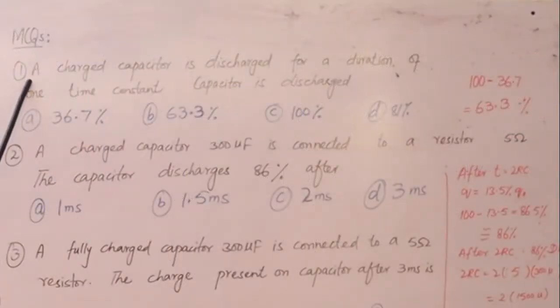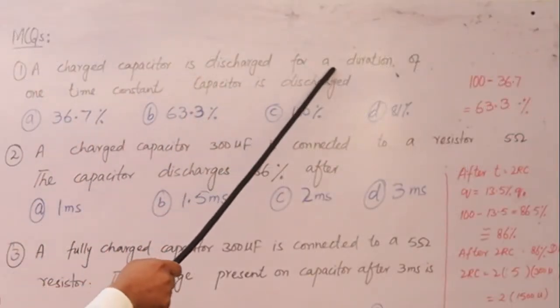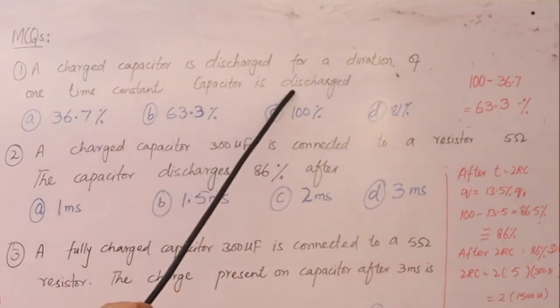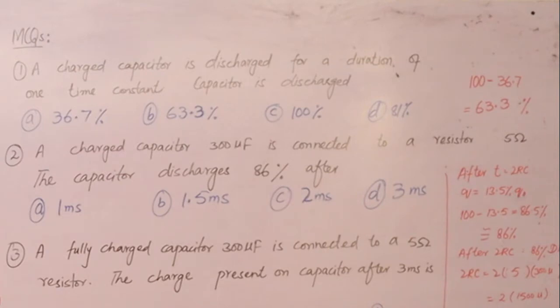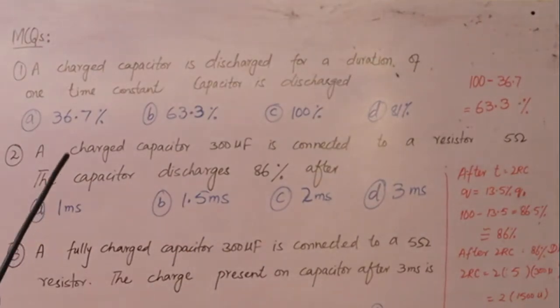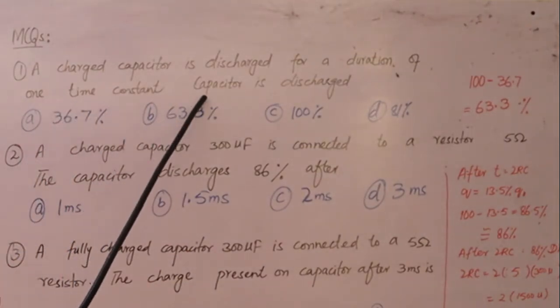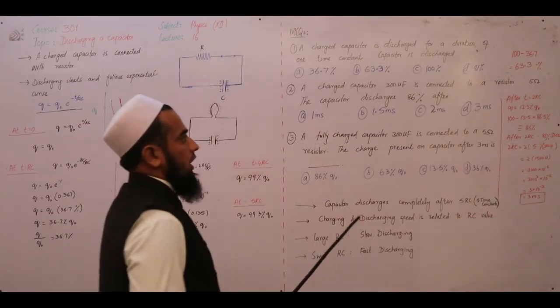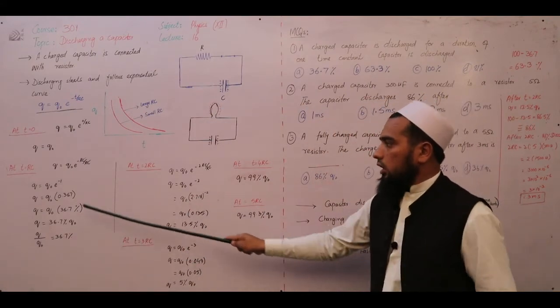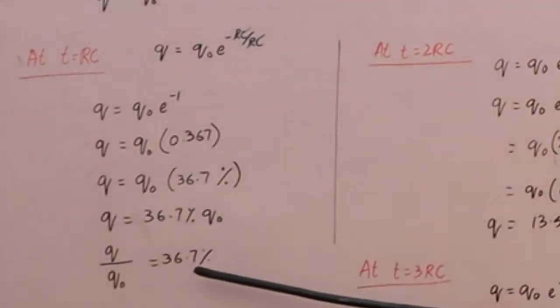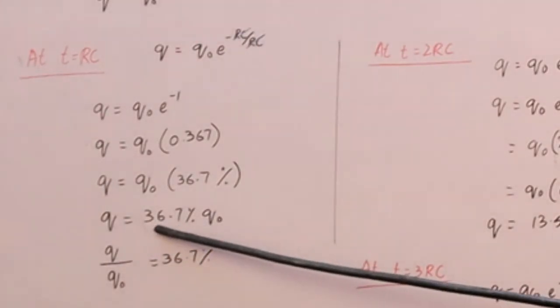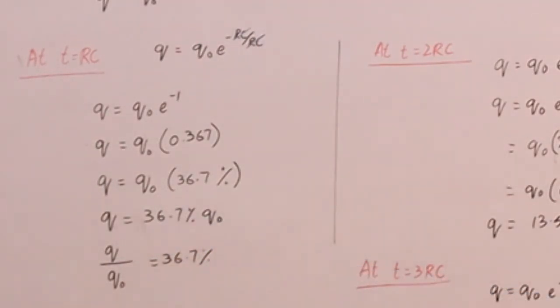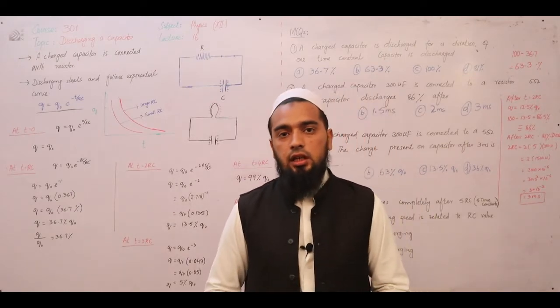Coming towards these questions, a charged capacitor is discharged for a duration of 1 time constant. You have left a capacitor for 1 time constant, and the capacitor is discharging. You are asked this question, that the capacitor is discharged how many percent? So we have already seen it over here, that when 1 time constant is passed, the charge present on the capacitor is 36.7% of maximum charge.